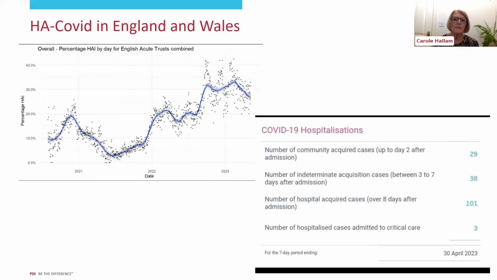So these two charts really show the hospital-acquired COVID. The one on the right-hand side is the England and Wales data, and on the left-hand side it is the COVID hospitalisations, and that was the Welsh data. And you can see there are much higher numbers of hospital-acquired infections when you look at patients that are tested 8 days or more after admission, so huge numbers.